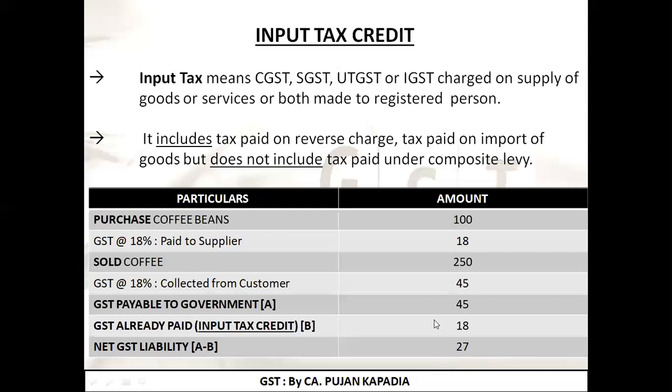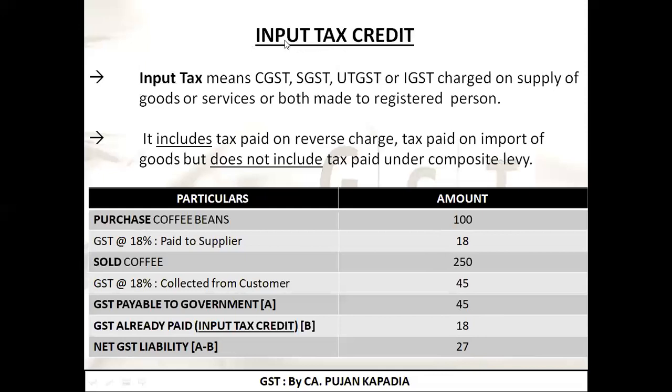So you can see over here that I have taken credit of rupees 18. Now this 18 was nothing but the tax paid for the coffee beans. What were coffee beans? They were the input for my particular product. So this tax is known as input tax, and I have taken a credit of the same. So this is known as input tax credit. I hope you are clear with the name.